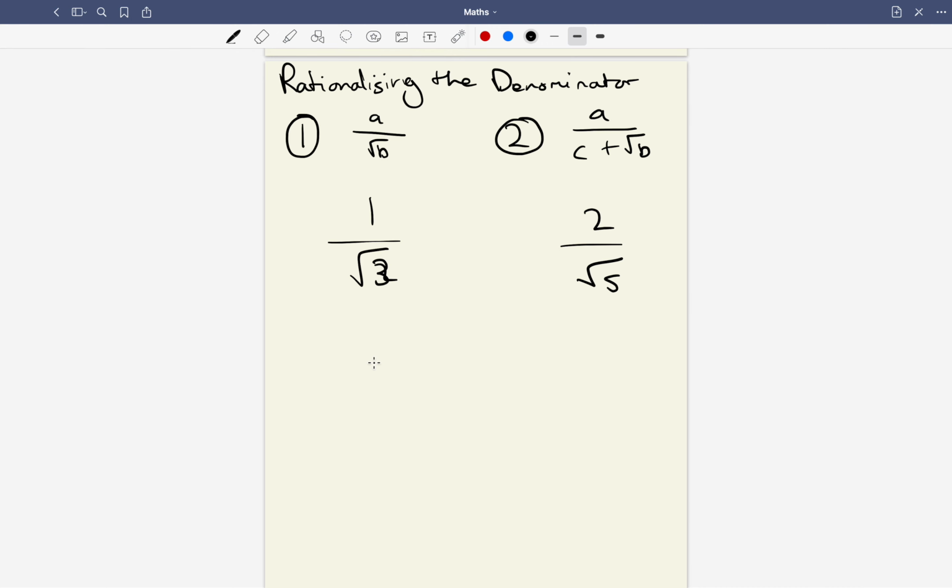So for this one, you would have got root 3 over root 3 times root 3, which is root 9, which is just 3. That's that rationalised.